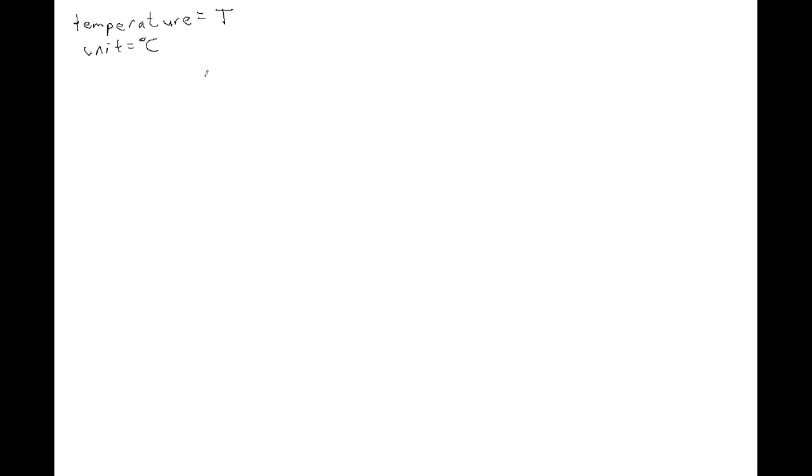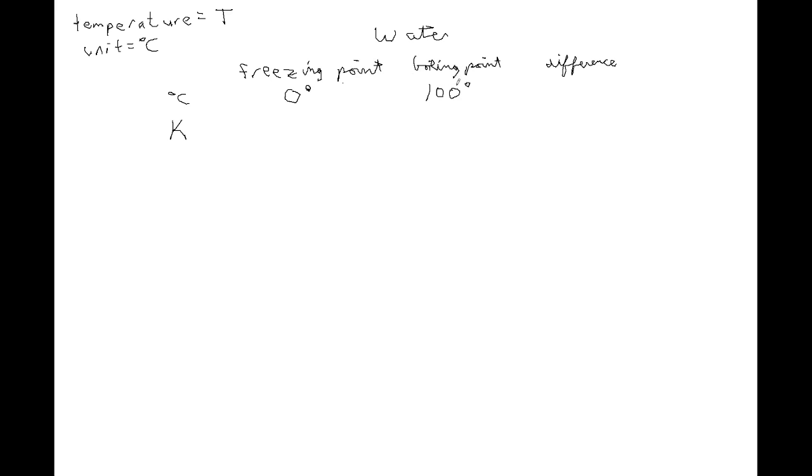Let's review those units a little bit. We could talk about the freezing point and the boiling point. Do you know what the freezing point of water is in Celsius? It's 0 degrees Celsius. And the boiling point? 100. These points were purposely chosen in Celsius to make it easy to work with. So what's the difference in Celsius between the freezing and the boiling point of water? 100 degrees.